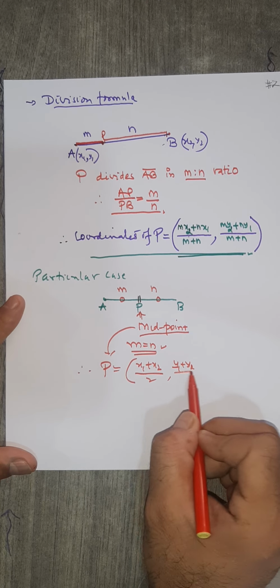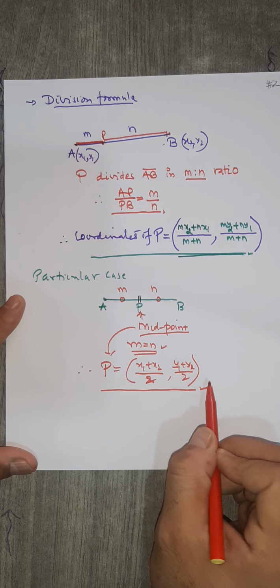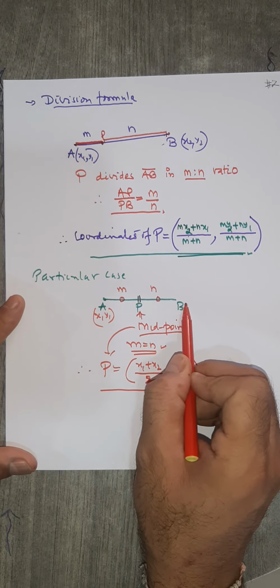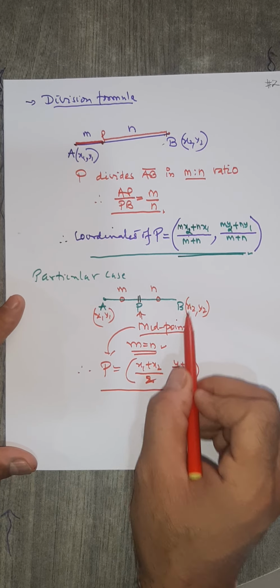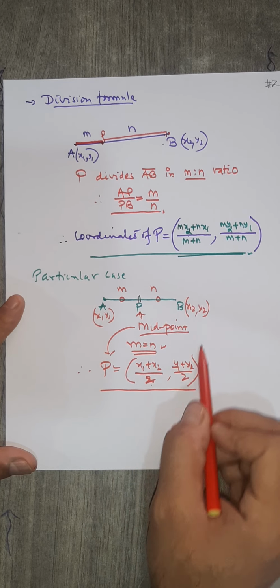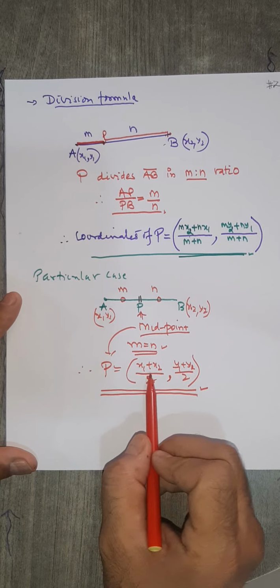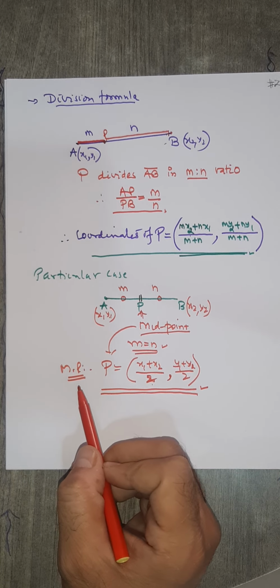This one also you know, the coordinates of the midpoint of the line segment. It's just the average. What are the coordinates here? x1, y1. What are the coordinates here? x2, y2. So x1 plus x2 by 2, y1 plus y2 by 2. Right, this is the midpoint, the coordinates of the midpoint.